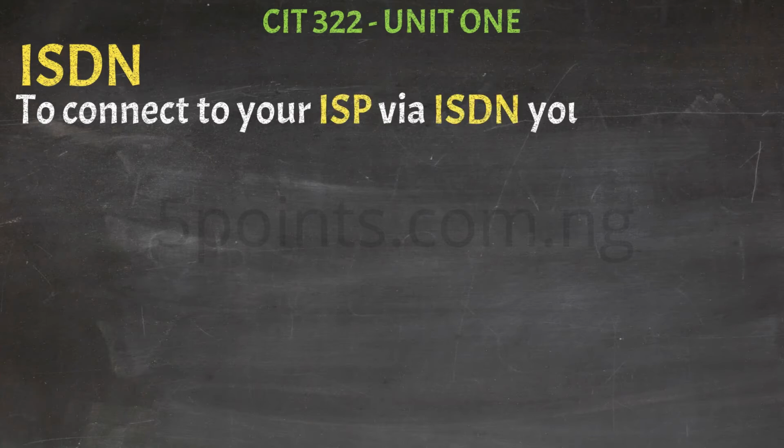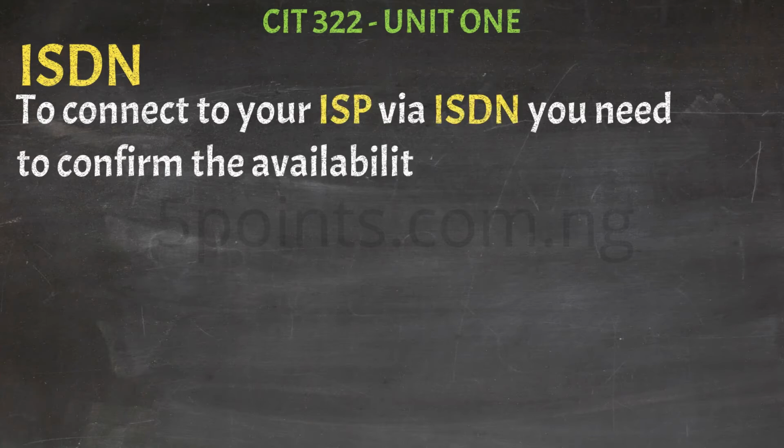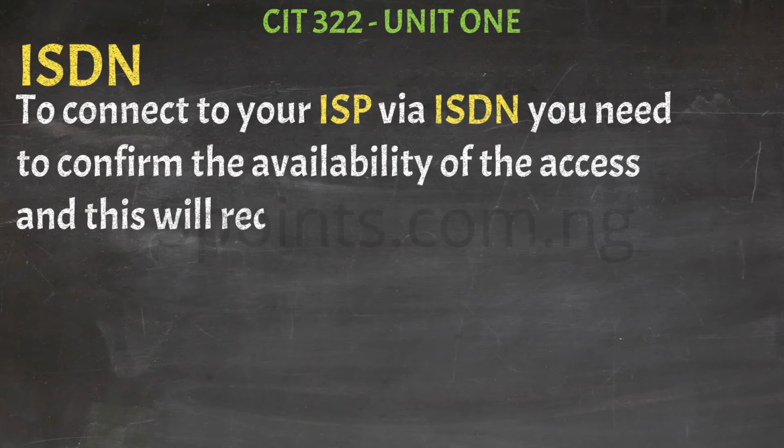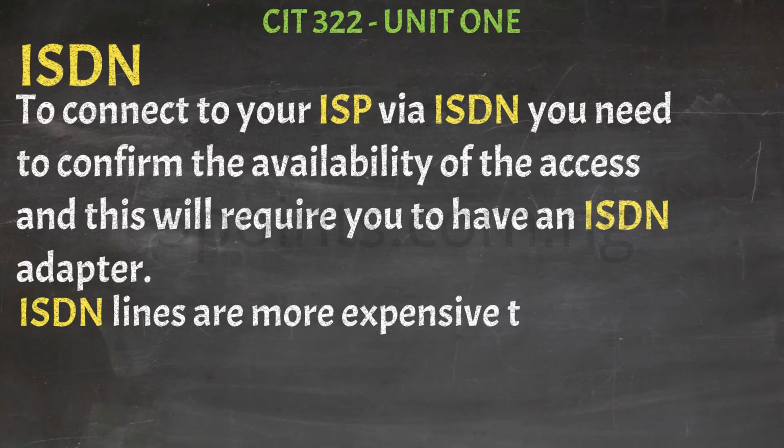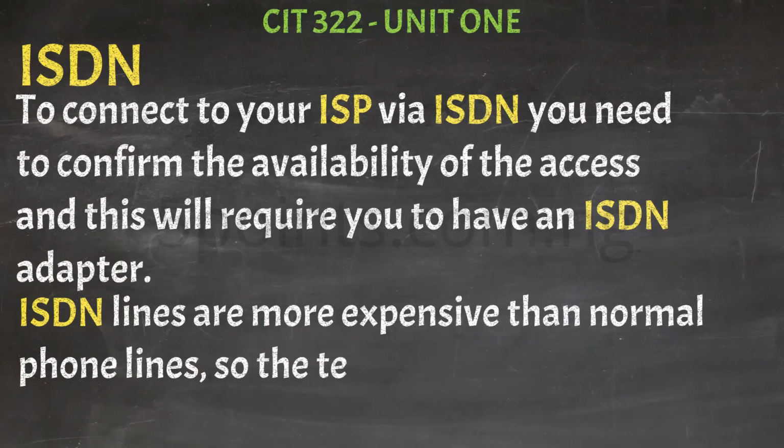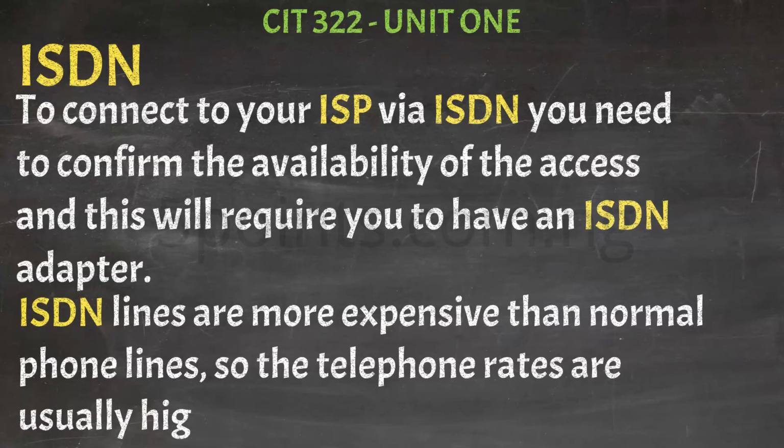To connect to your ISP via ISDN, you need to confirm the availability of the access, and this will require you to have an ISDN adapter. ISDN lines are more expensive than normal phone lines, so the telephone rates are usually higher.